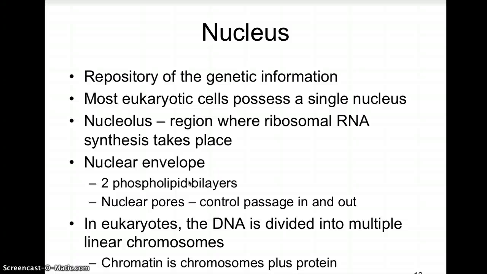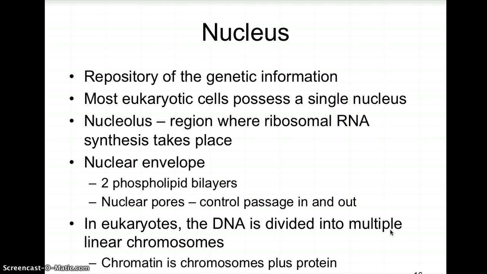In terms of the DNA, most eukaryotic cells possess a single nucleus, and that is found in that nuclear region, and that is where the genetic information is stored. The nuclear envelope is made up of two phospholipid bilayers, which is pretty much what the cell membrane is made up of, but there are holes in the surface called nuclear pores, which basically control how fast and how much of something goes in or out.